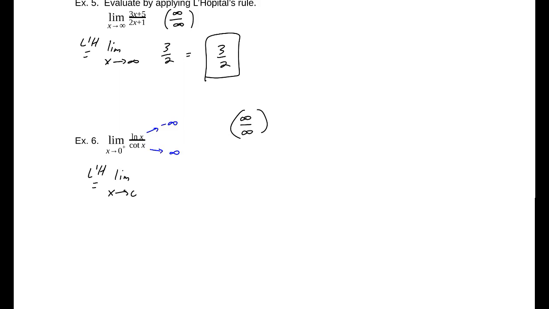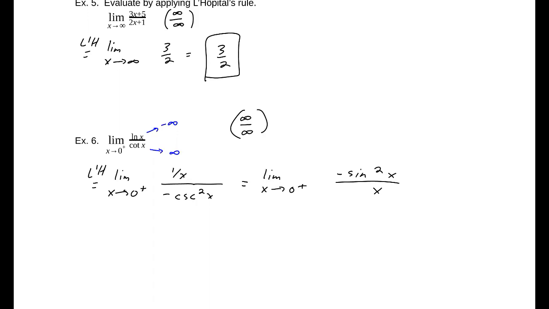X approaches 0 from the right. We get 1 over x divided by negative cosecant squared x. Which, if you think about going to 0, the numerator is infinity, the denominator is still infinity. I'm going to rearrange this algebraically. Again, I'm not applying L'Hopital's rule, I just want to rearrange it. That would be negative sine squared x over x.